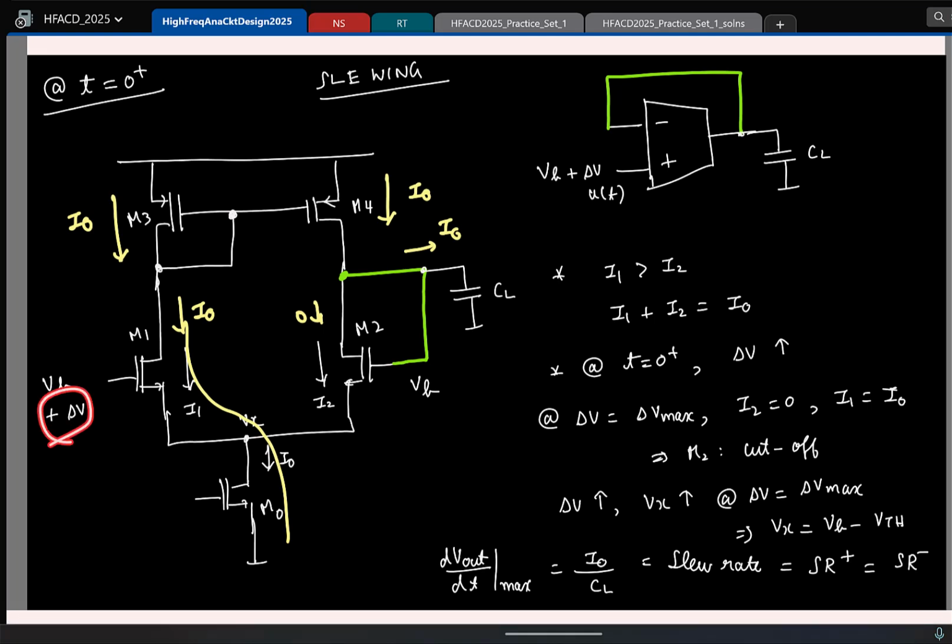Basically, if I apply a negative step delta V, now M1 will be cut off and the entire current flows through M2. Thus things change. Now say that I0 gets copied instantaneously. Instantaneously meaning, all this is happening at 0 plus, everything is happening instantaneously. Remember, if there is no capacitance, there is no delay. Things will happen instantly. Of course, in practice, if you go to the quantum level, there are some delays, but at the level we are looking at, this is all happening instantaneously.